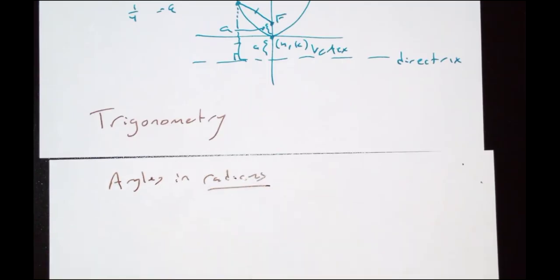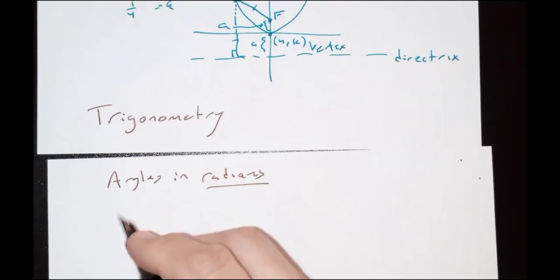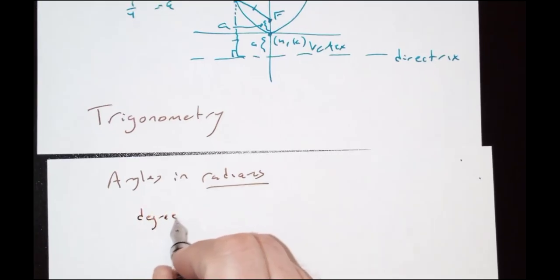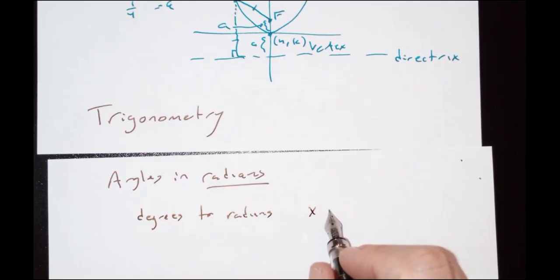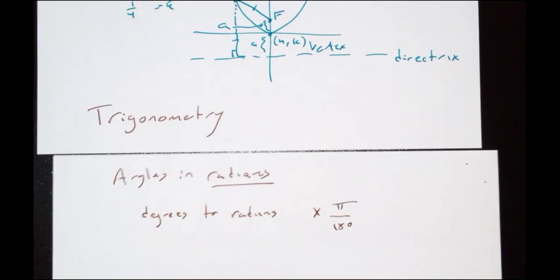What's a radian? I'm used to doing angles in degrees. You kept telling me 90 degrees earlier for right angles. I want radians instead. How do I get there from here? I got to figure out which way I'm going, right? So to go from degrees to radians, I multiply by pi over 180.